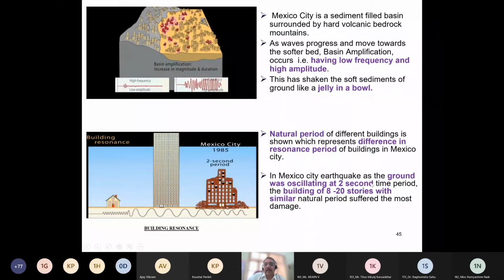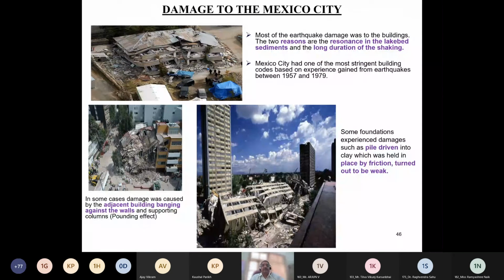In Mexico City earthquake, as the ground was oscillating at 2 second time period, the building of 8 to 20 stories with similar natural period, that is around 2 second natural period, suffered the most damage. So these short buildings withstood, very high buildings also withstood the earthquake, but these medium rise buildings, 2 seconds period, 8 to 20 stories building, they got damage. So it not only soft soil conditions cause this kind of damage.